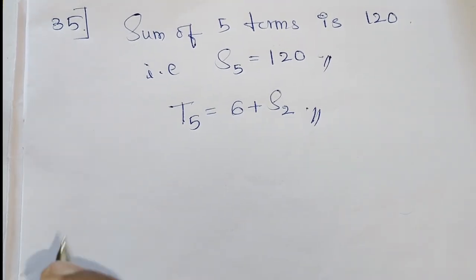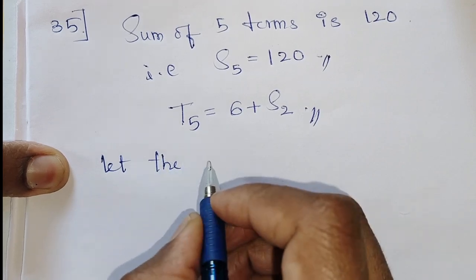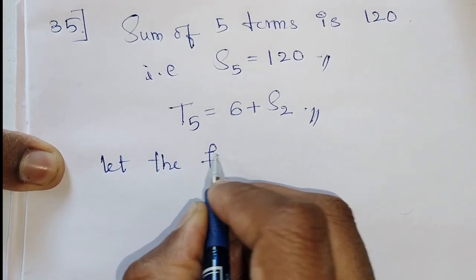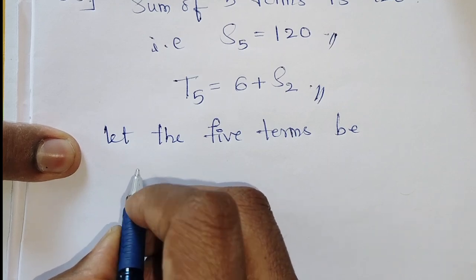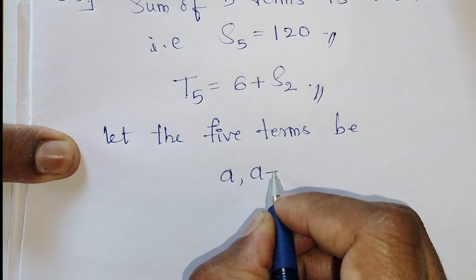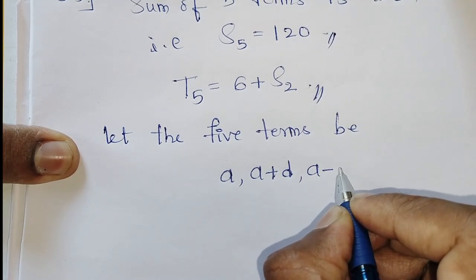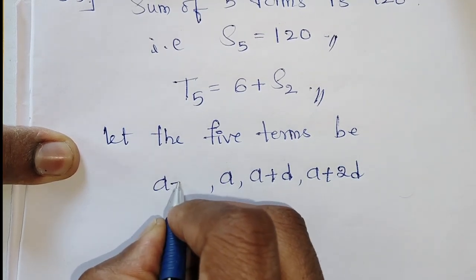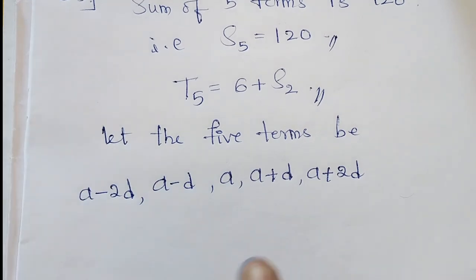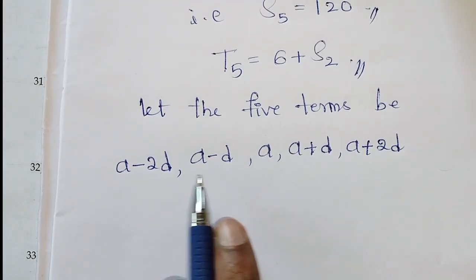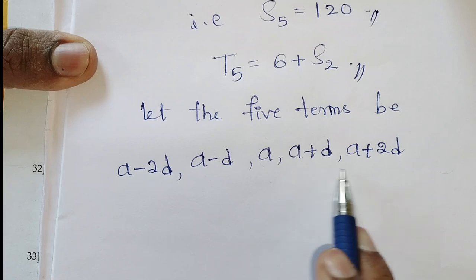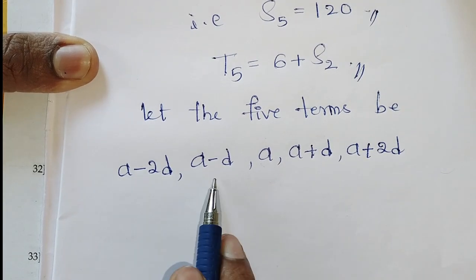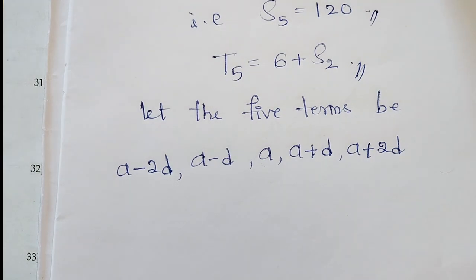Let the 5 terms be A minus 2D, A minus D, A, A plus D, A plus 2D. You have to take the terms in this order only when it is given to find something which is unknown. That means the first term, and forward 2 terms and backward 2 terms, which constitutes 5 terms. Like this we have to take.